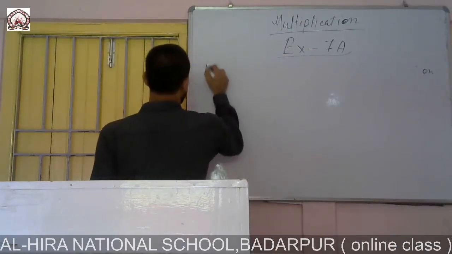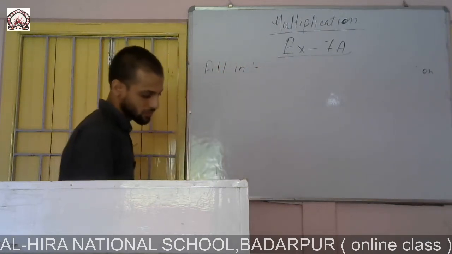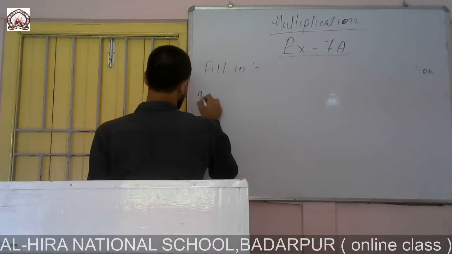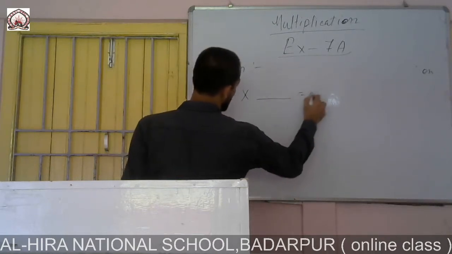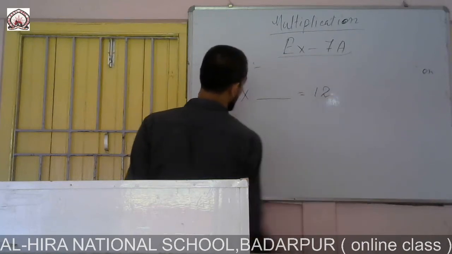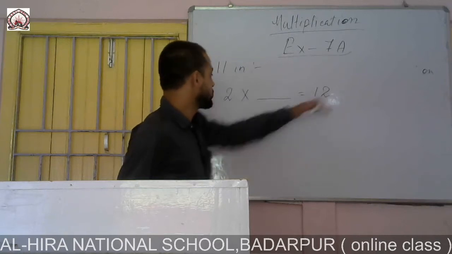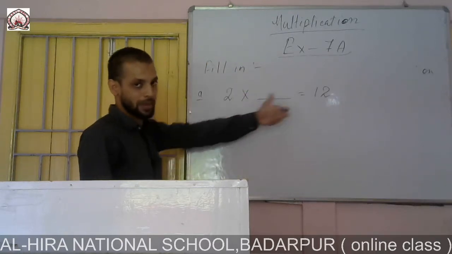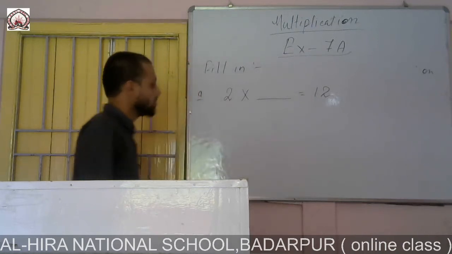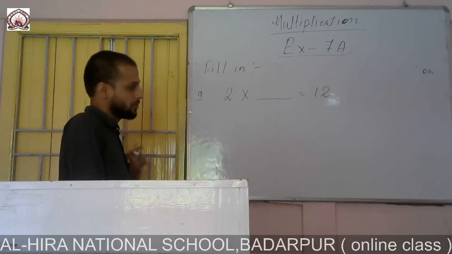Now again fill in. Two multiplied by dash equals to 12. So here you see the product is 12. So you have to multiply 2 with a number so that we may get 12. So now you can follow the 2 multiplication table. So 2 6s are 12.